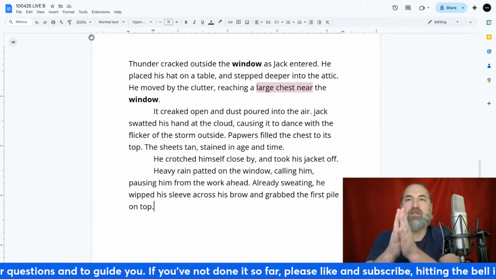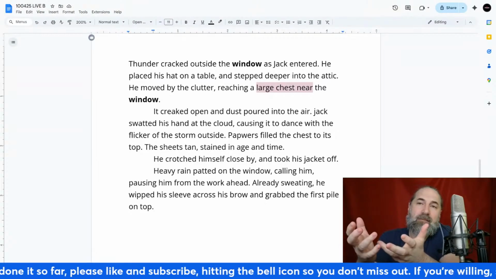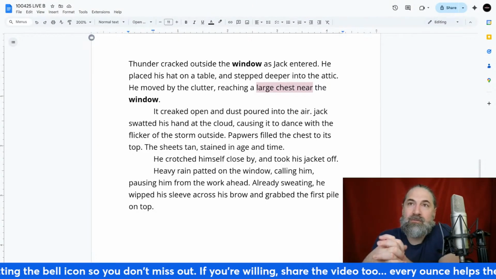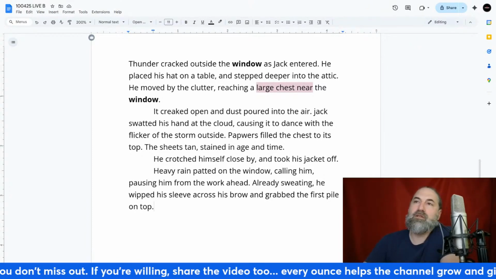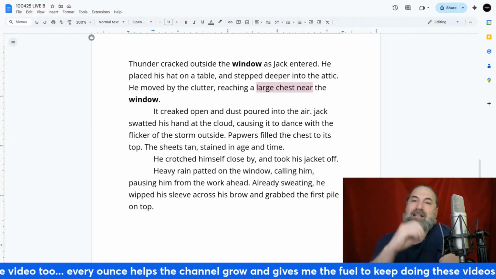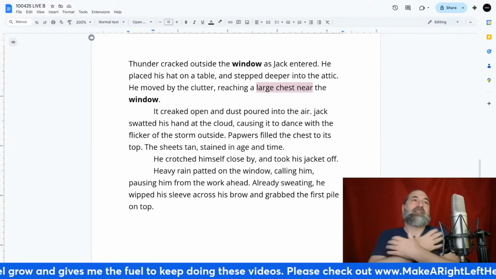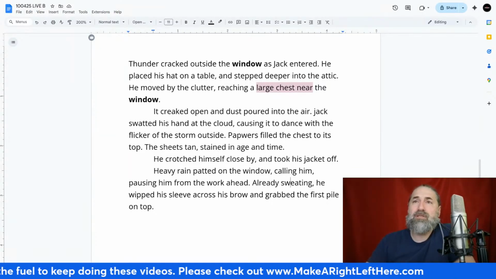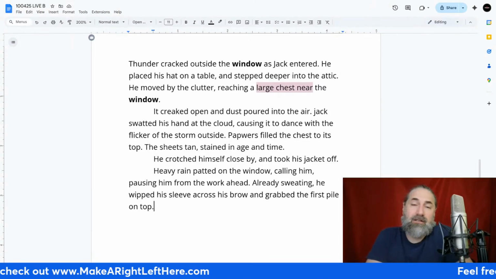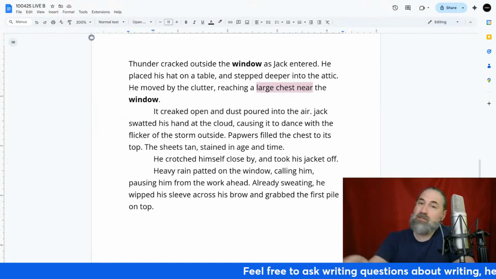So, in this situation, all right, we are seeing Jack do a couple things, but we're also learning about him without telling the reader who he is or the things that matter to him. But, you know, you might say, well, what does the sweating have to do? Well, what am I telling you about the environment, about the attic, without saying the attic is hot, without saying it's stuffy in here? He wiped his sleeve across his brow and grabbed the first pile on top. That is telling you about his character. A little heat is not going to stop him. He's here to do a job. He's just going to wipe it off and just get right to work.